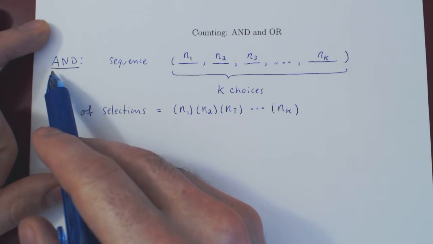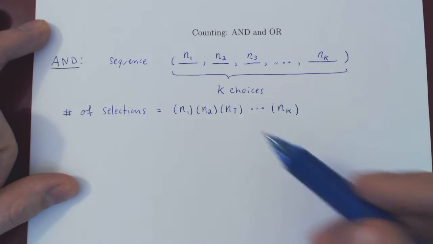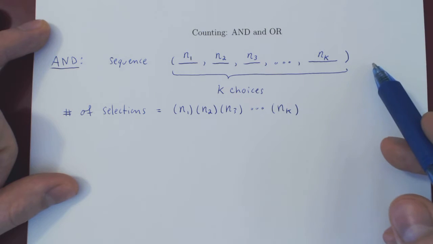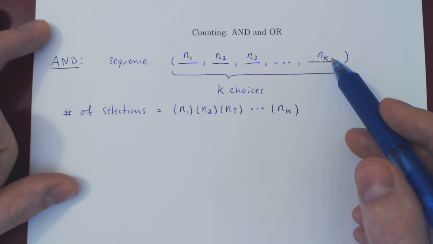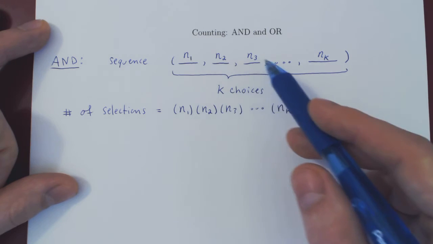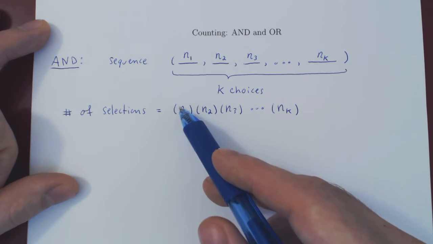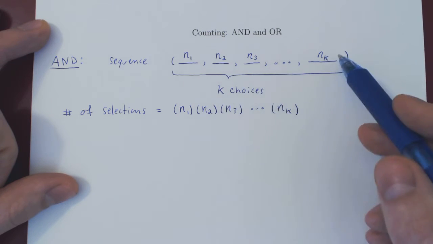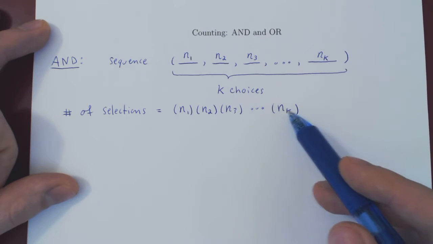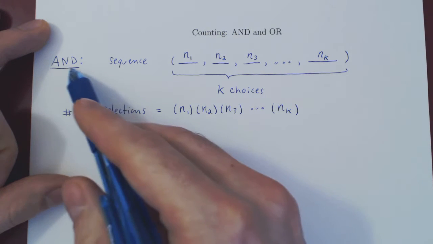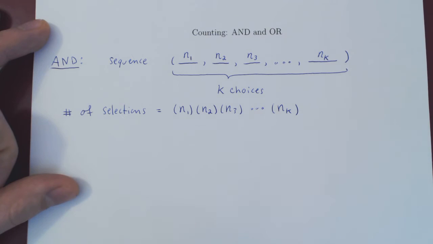So when you say and in terms of counting, the implication almost always is that you have a sequence of choices, and if you are interested in the total number of possible such selections, so ordered selections, you simply have to multiply the possibilities for each selection, and this will give you the total number of possible such selections. So always think of it as and means multiplication.